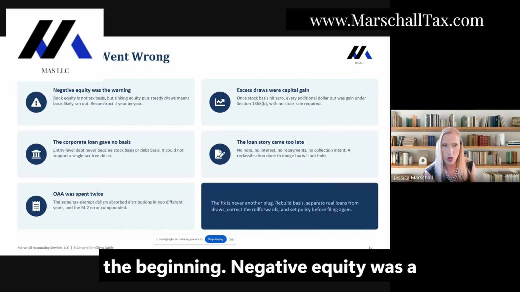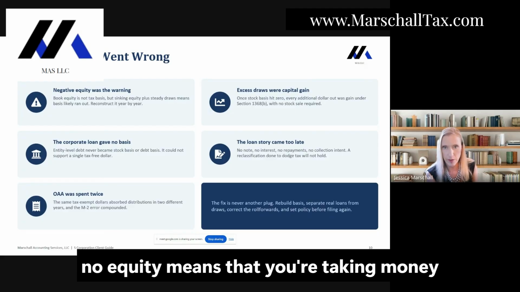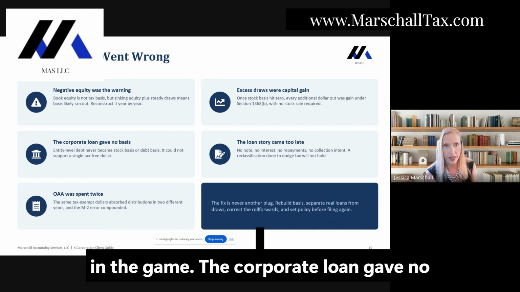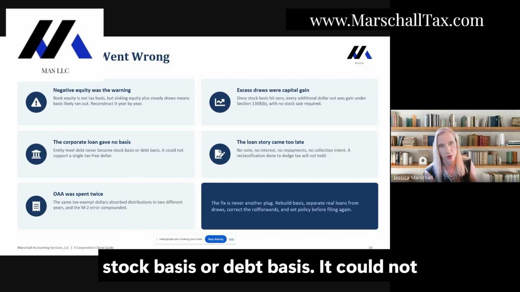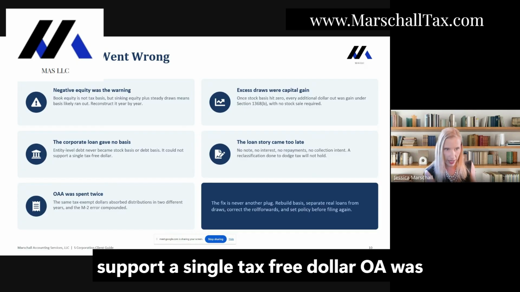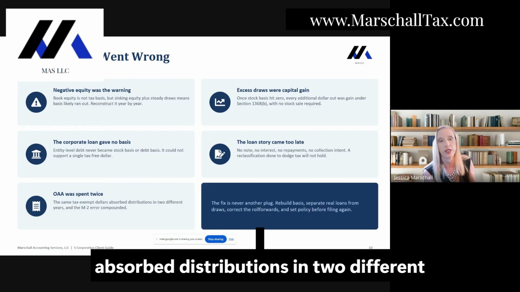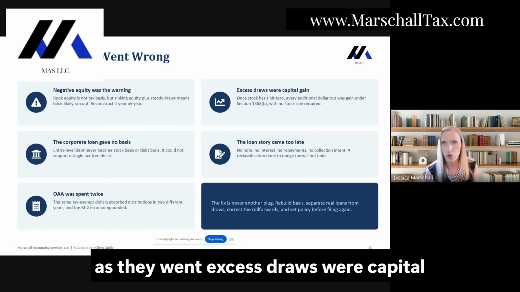So again, I just can't emphasize enough, do this correctly from the beginning. Negative equity was the warning here. Steady draws when there was no equity means that you're taking money out that you didn't have the skin in the game for. The corporate loan gave no basis. Entity level debt never became stock basis or debt basis. It could not support a single tax-free dollar. OAA was spent twice. Same tax-exempt dollars absorbed distributions in 2 different years. M2 error compounded. It got worse as they went. Excess draws were capital gains.